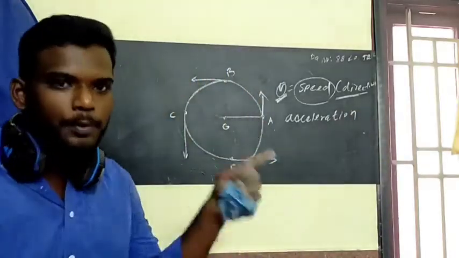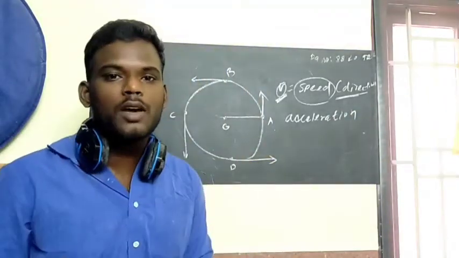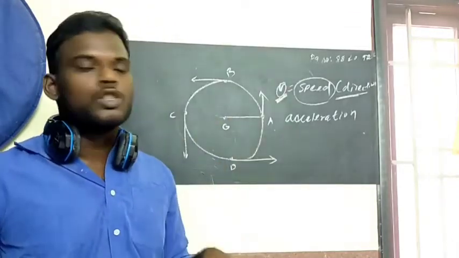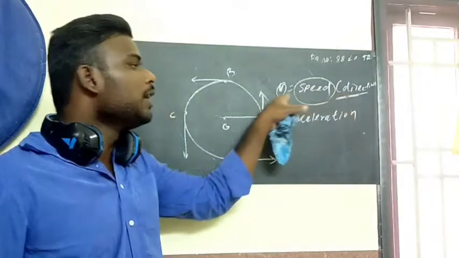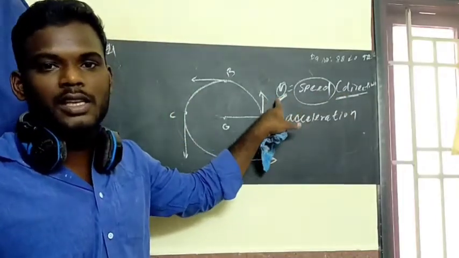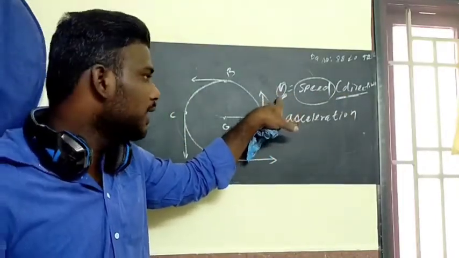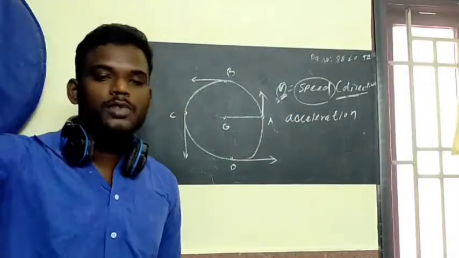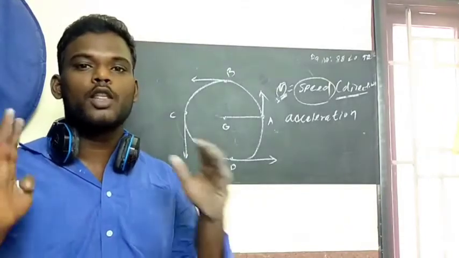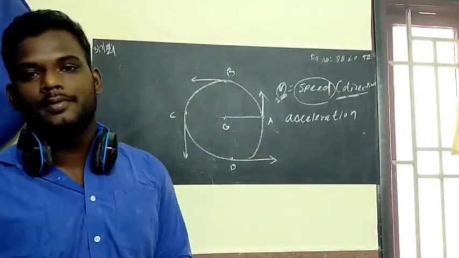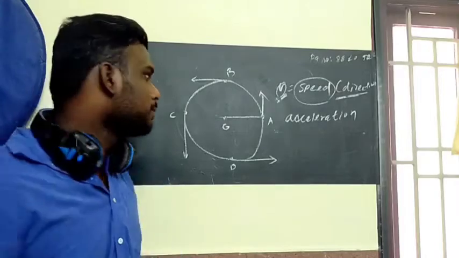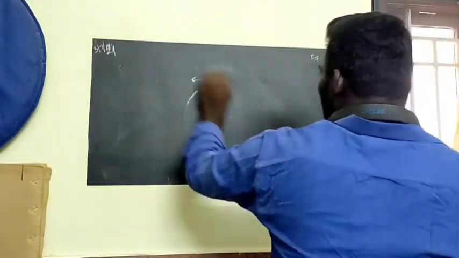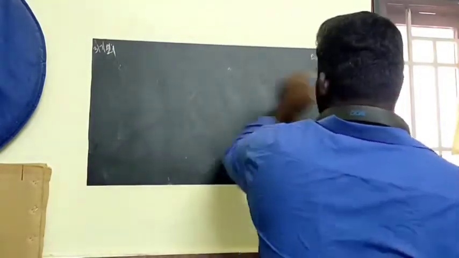Is it clear? At every point, even though the magnitude of the velocity is constant, the direction of the velocity keeps on changing. So when the direction of velocity keeps on changing, velocity also keeps on changing, and the change in the velocity we are calling acceleration. So we can say that uniform circular motion is also called uniform accelerated motion. Is it clear?